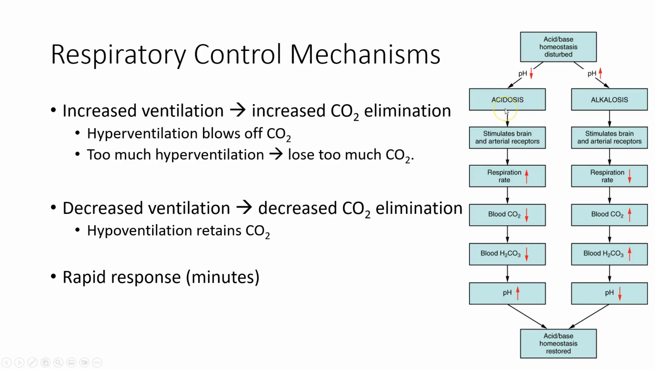So in the case of acidosis, there's a decrease in pH, which is detected by our chemoreceptors in the brain and arteries. This will then signal an increase in respiratory rate. You blow off more carbon dioxide, and you increase that pH and try to return back to that homeostatic 7.35 to 7.45. However, if someone has prolonged hyperventilation, they do have the potential to lose too much carbon dioxide, and that could cause an alkalosis.